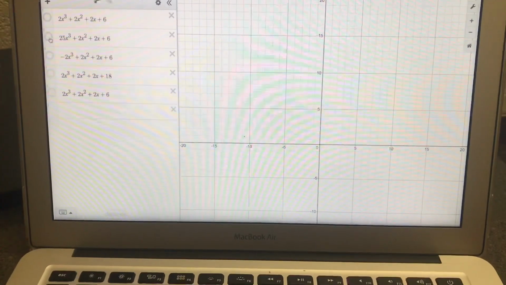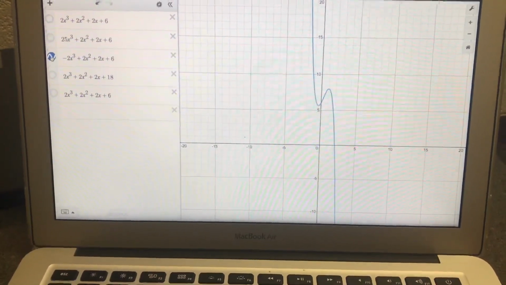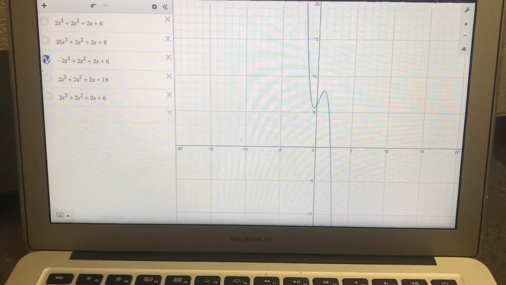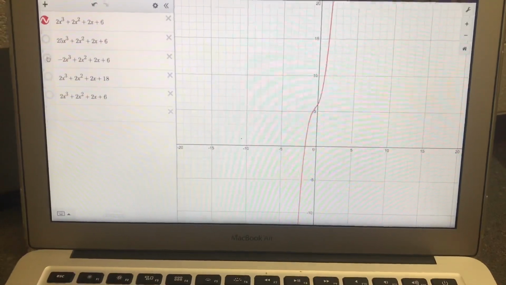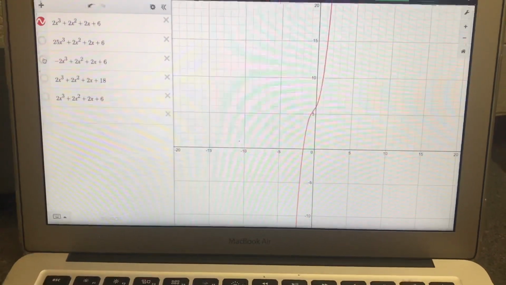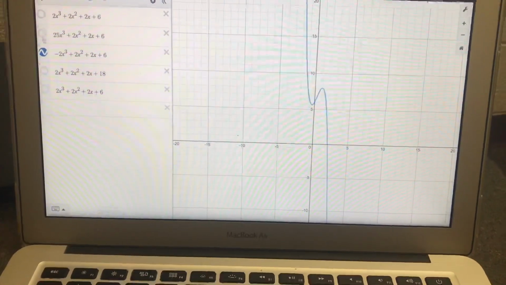Also, if you change the coefficient a to a negative number, you're going to see it switch sides, so it's going to reflect. So instead of going, like we see here, starting from the bottom and going up, it's going to start from the top and go down.